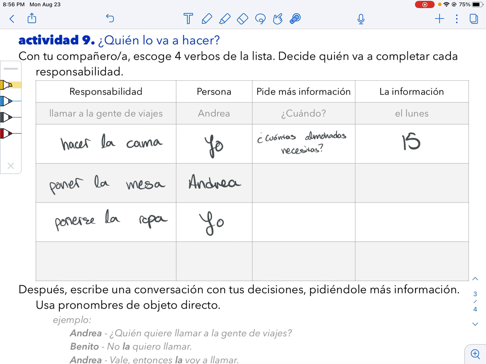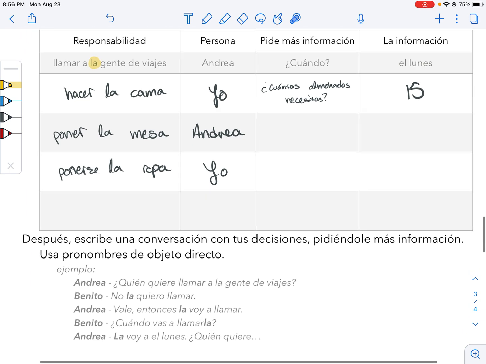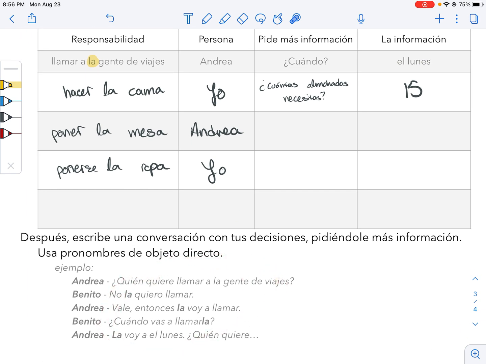So then we'll fill in our conversation as we go, and it'll go something like this. Andrea will say, ¿quién quiere llamar a la gente de viajes? And I'll say like, yo no. La quiere llamar. ¿Quieres hacerlo tú? Oh, sí, says Andrea. Sí, la voy a llamar. Oh, okay, I ask. ¿Cuándo vas a llamarla? Oh, la voy a llamar el lunes. All right, you gotta practice conversation down there.